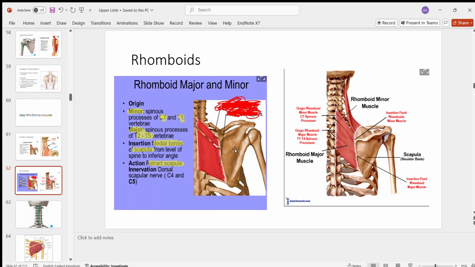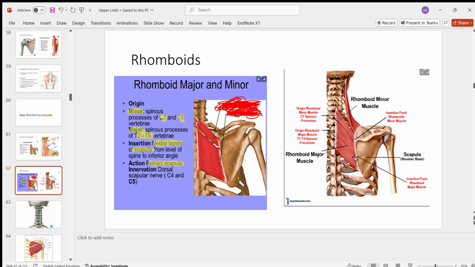Now the other two muscles of the deep muscles of the posterior appendicular region are the rhomboids minor and major. So first of all, we'll discuss rhomboid minor, that is just below the levator scapulae. It originates from the spinous processes of C7 and T1 vertebrae, and it is inserted at the area of the root of spine of scapula. And the other one is rhomboid major muscle, having origin from the spinous processes of T2 to T5 vertebrae and insertion into the medial border of the scapula.